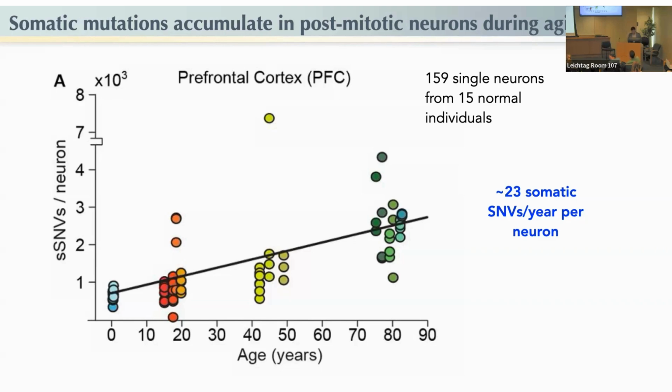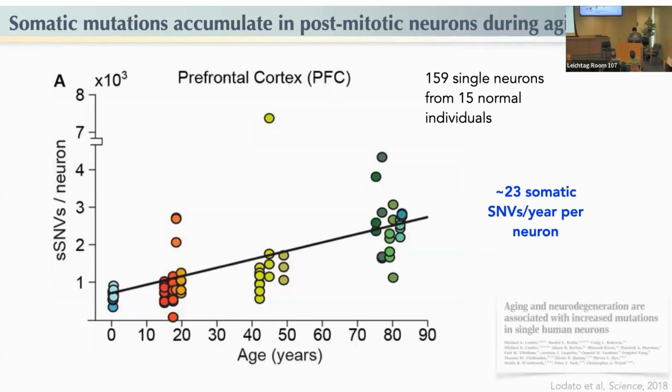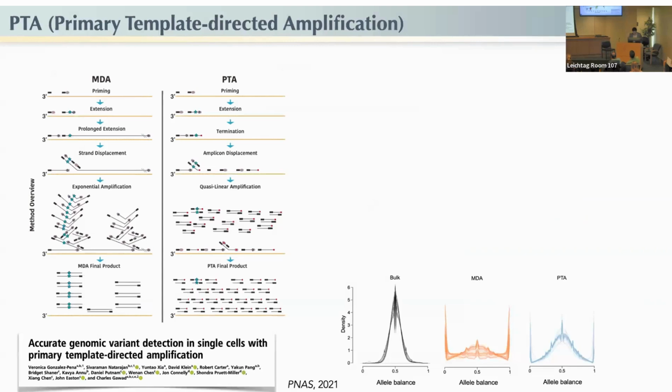And so the estimate there was about 23 somatic mutations per neuron per year, right? And remember, the neurons are not replicating. These are not errors from replication. It turns out they're somewhat related to transcription to a small extent, but these neurons are just accumulating mutations, okay?